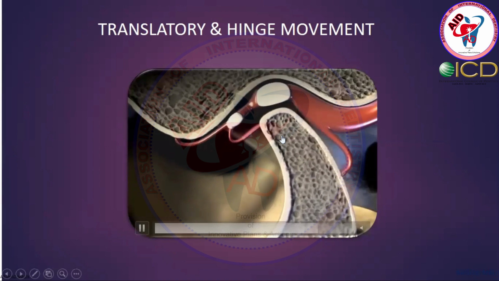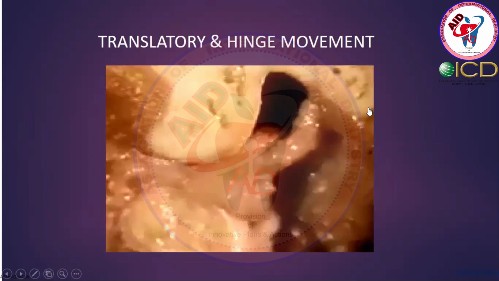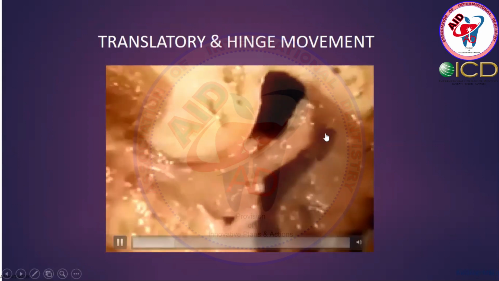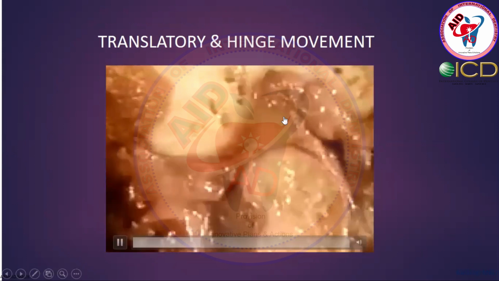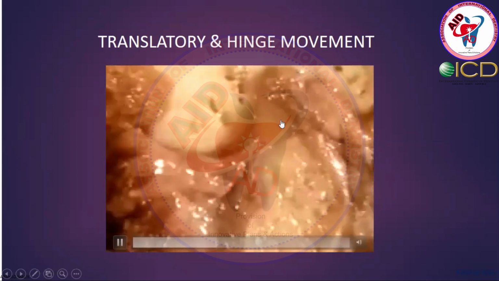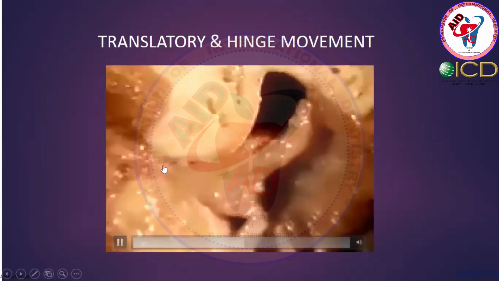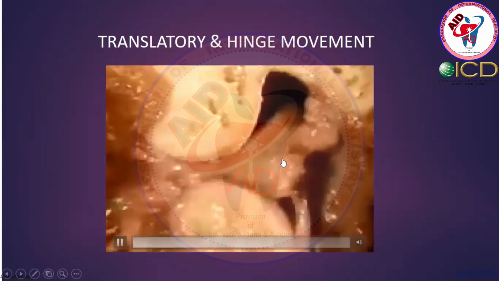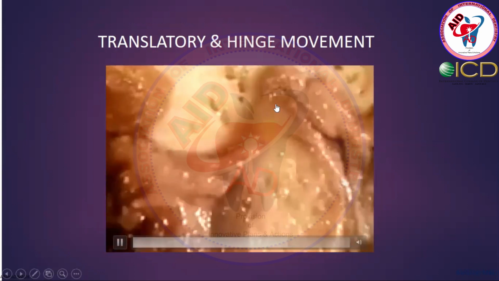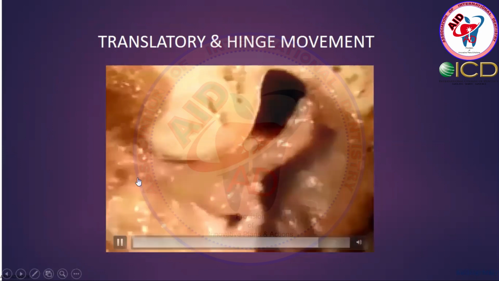Now when we see it on the original joint, it moves like this. This is the posterior attachment, superior joint space, inferior joint space. This is the posterior aspect of the disc. This is the medial part of the disc, and this is the anterior part of the disc. The joint spaces are enlarged when the joint opens, and when it closes, the whole joint space is gone. This is rotation movement. That is the sliding movement.